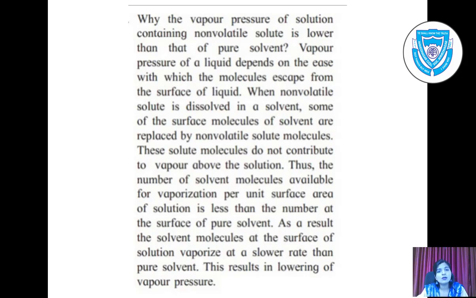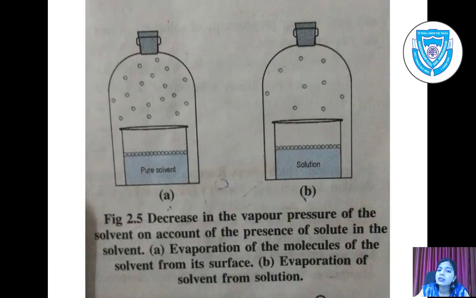This results in lowering of vapor pressure, because here you can see the number of solvent molecules is less in case of B. In case of B, the solvent molecules evaporated are less, so the vapor pressure is also less, and this is called lowering of vapor pressure.